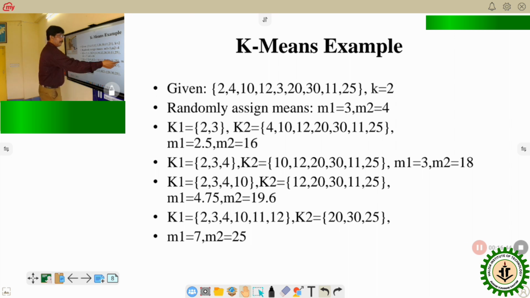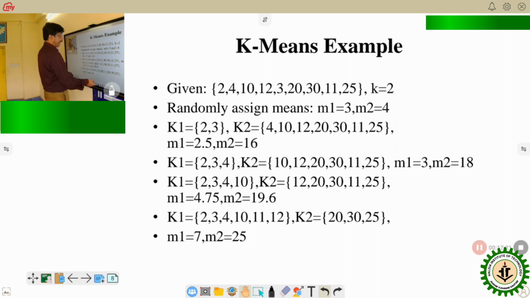Let's see. When the cluster head is 3, go to data point 2. The distance from 3 to 2 is 1. The Euclidean distance from 18 to 2 is 16. So 2 belongs to which cluster? It belongs to the first cluster. Similarly, 3 obviously will be in the first cluster. For 4, the distance from 3 to 4 is 1, and the distance from 18 to 4 is 14. As 1 is less than 14, it will go to the first cluster.